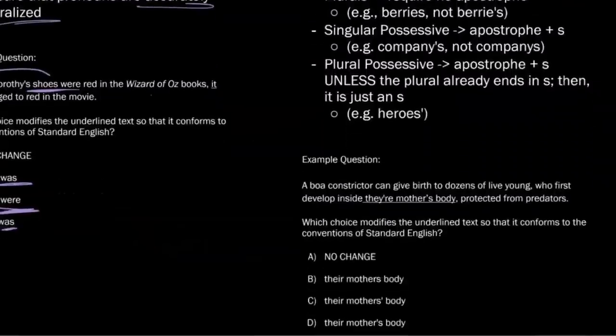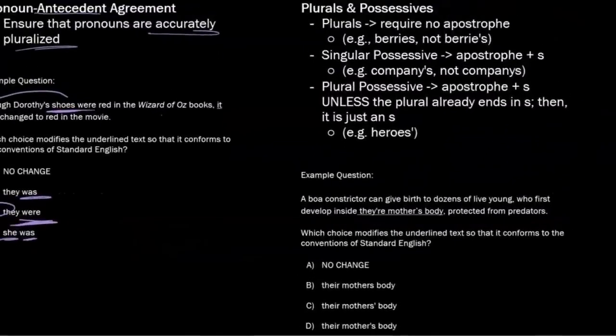And our last bit here, this is the last part of SAT English. We're at the end here. Plurals and possessives. So plurals require no apostrophe. Right? When you pluralize something, you don't need to add an apostrophe. Never, ever, ever add an apostrophe, even for an abbreviation. Let's say you're talking about teaching assistants, TAs. It is TAs. There is no "TA's" with an apostrophe. It's just TAs. Okay, you never add an apostrophe.